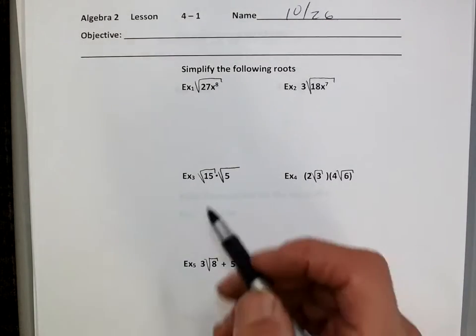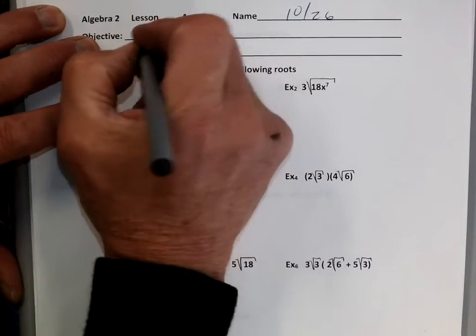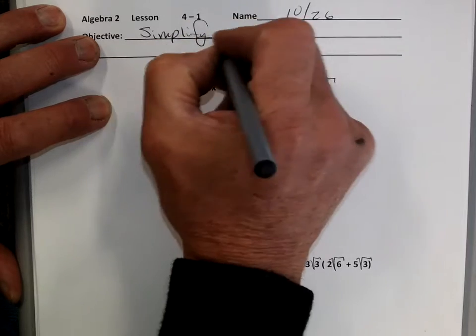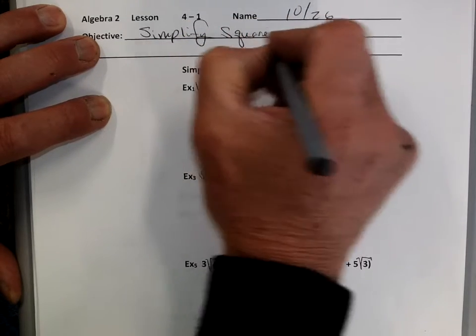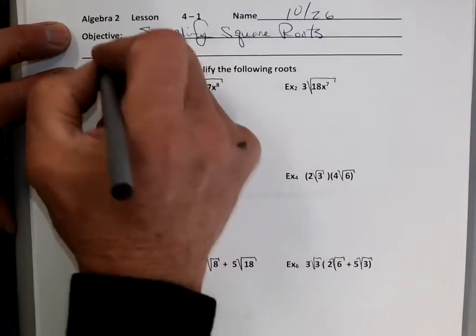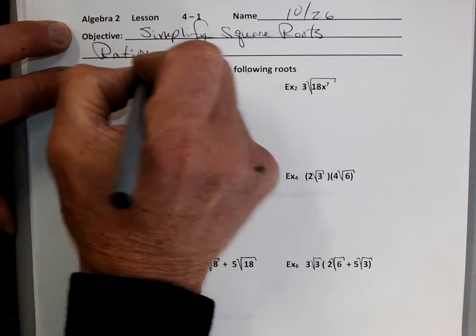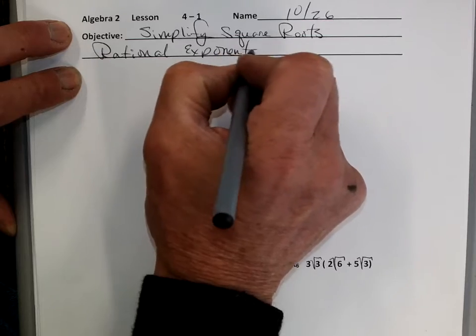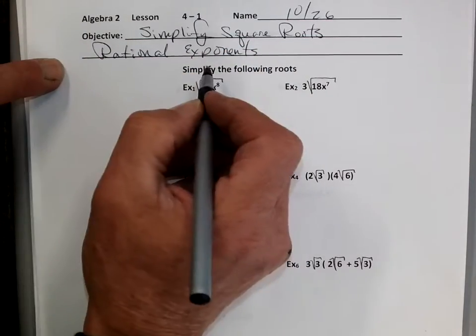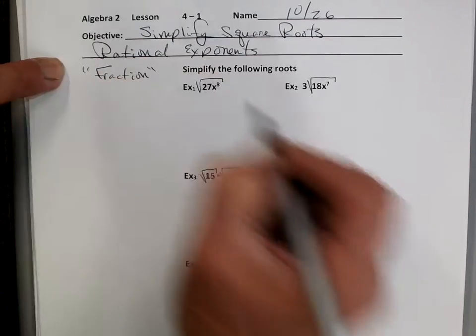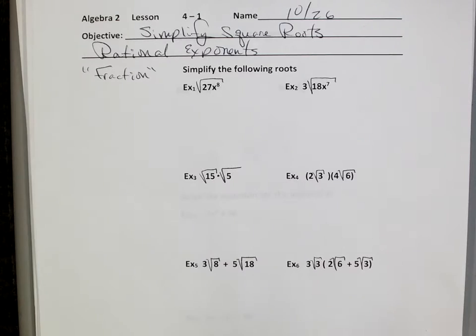We learned this back in geometry. So what we're doing today is we're going to be simplifying square roots. We've done that before in geometry, but at the same time we're going to talk about rational exponents. Rational means fraction, so we're going to have fractional exponents, which is what we're going to look at on the second page. So let's take a journey back to geometry.